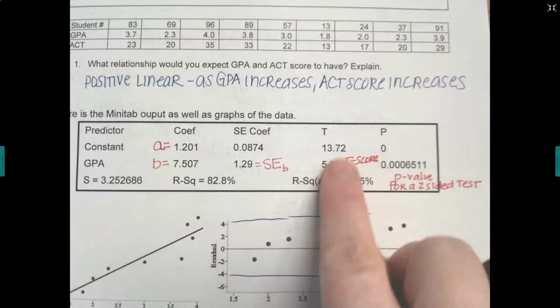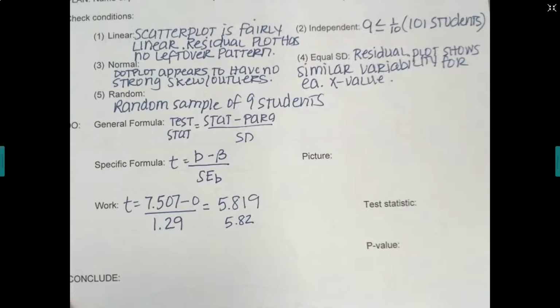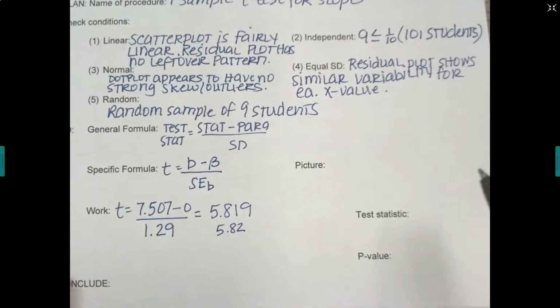Remember what I said on the front. There's a lot of back and forth here. It's t-score. There it is, 5.82. Okay, but you got to show all your work. You can't just say it's in the chart. So now the picture.